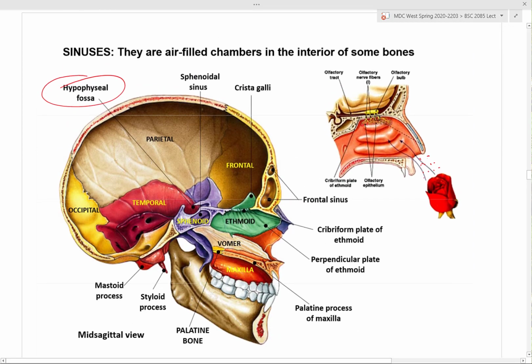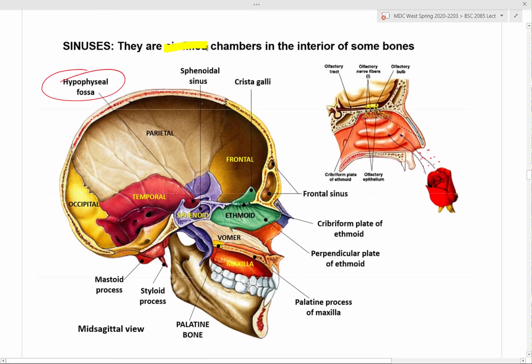Now, within the skull, you have a couple of air-filled chambers, and those air-filled chambers are known as what? Sinuses. So the sinuses are going to be the following. You have frontal sinus, sphenoidal sinus. You also have your maxillary sinuses, which is not here. I don't see it anywhere. But you also have your maxillary sinuses.